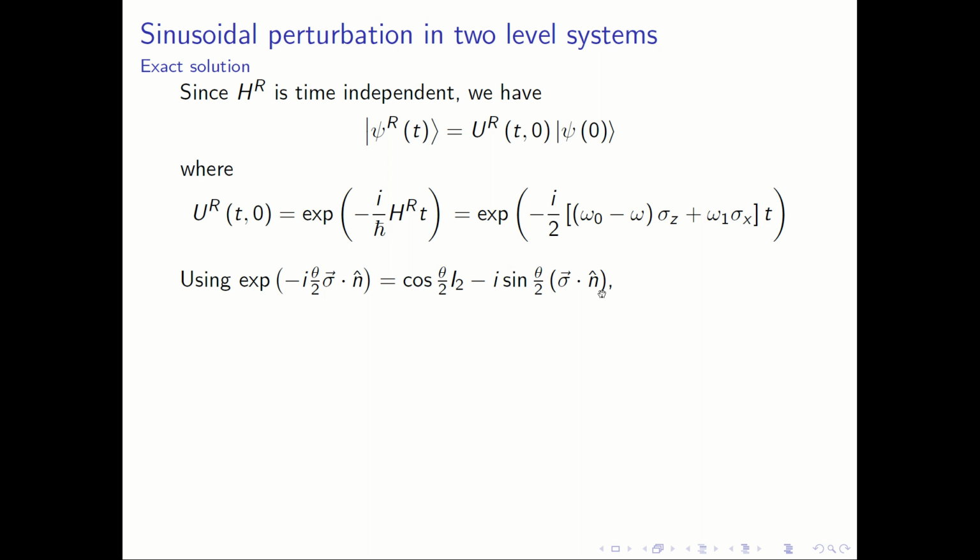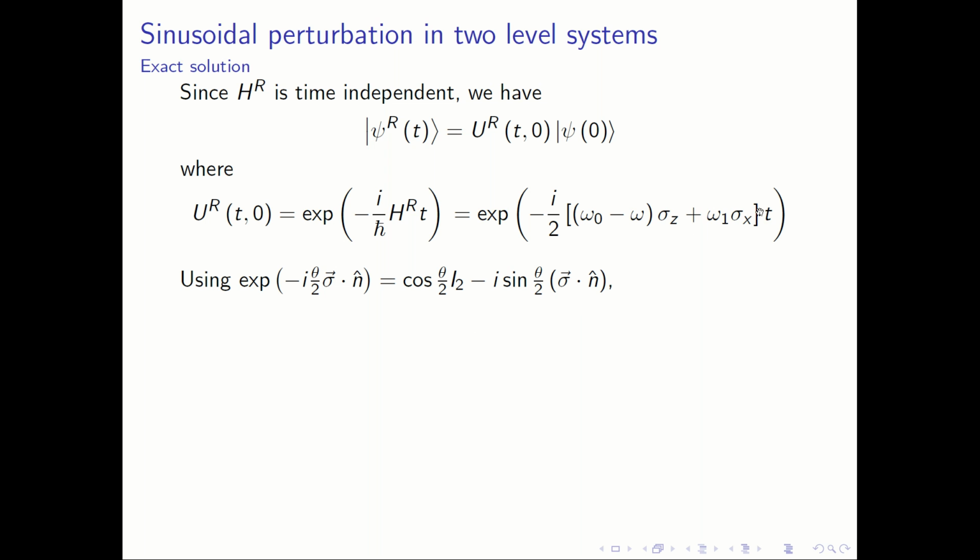If you have forgotten how this result is derived, let me just remind you of one thing. You can easily show that (sigma dot n hat) whole square is the identity. That means, of course, any even power of sigma dot n hat is the identity, and any odd power is simply sigma dot n hat itself. You just use this result and use the definition of the exponential operator in the form of an infinite series, and you can immediately read off this final result.